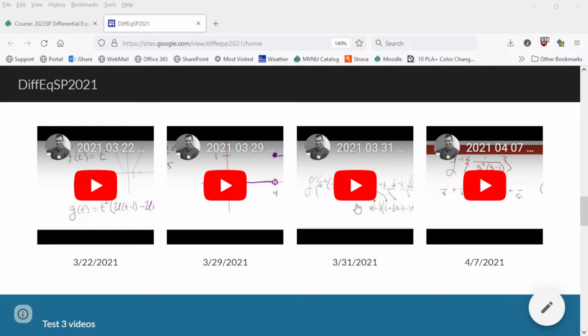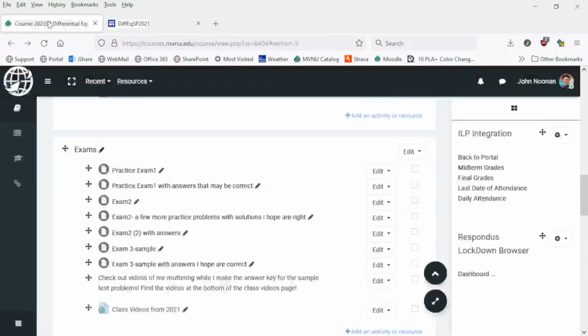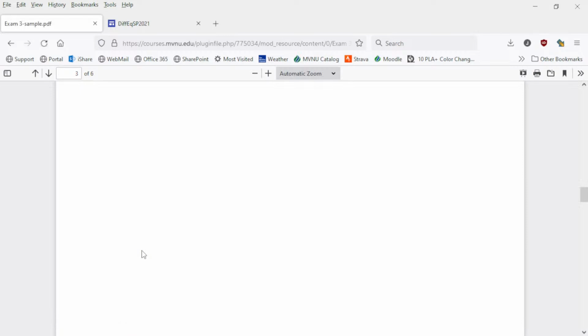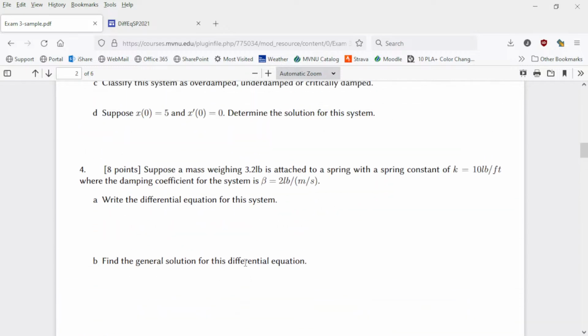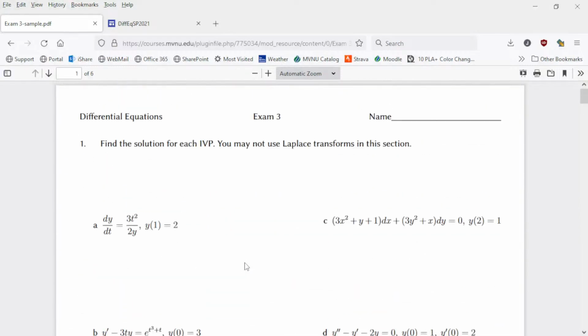Let me go back, I've got to back up here. So here's the practice exam, and then it has the answers that I hope are correct, as always. The standard disclaimers apply. You may or may not have had a chance to look at this. If not, that's fine. You have plenty of time before Wednesday. Wednesday is the exam.